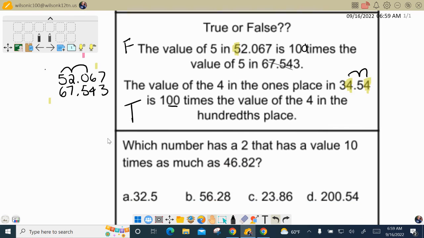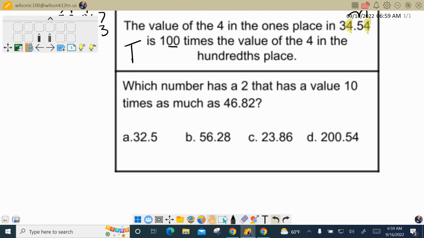Looks good. Let's go ahead and move on to this very, very last one. This one asks you which number has a 2 that has a value 10 times as much as 46 and 82 hundredths. So we're looking for a 2 that is 10 times bigger or 1 hop bigger. You find that number. Remember we're looking for a 2 that is 10 times bigger than the 2 in the hundredths place. So I know that 10 times bigger than the 2 in the hundredths place is going to be a 2 in the tenths place. Let's go ahead and look.